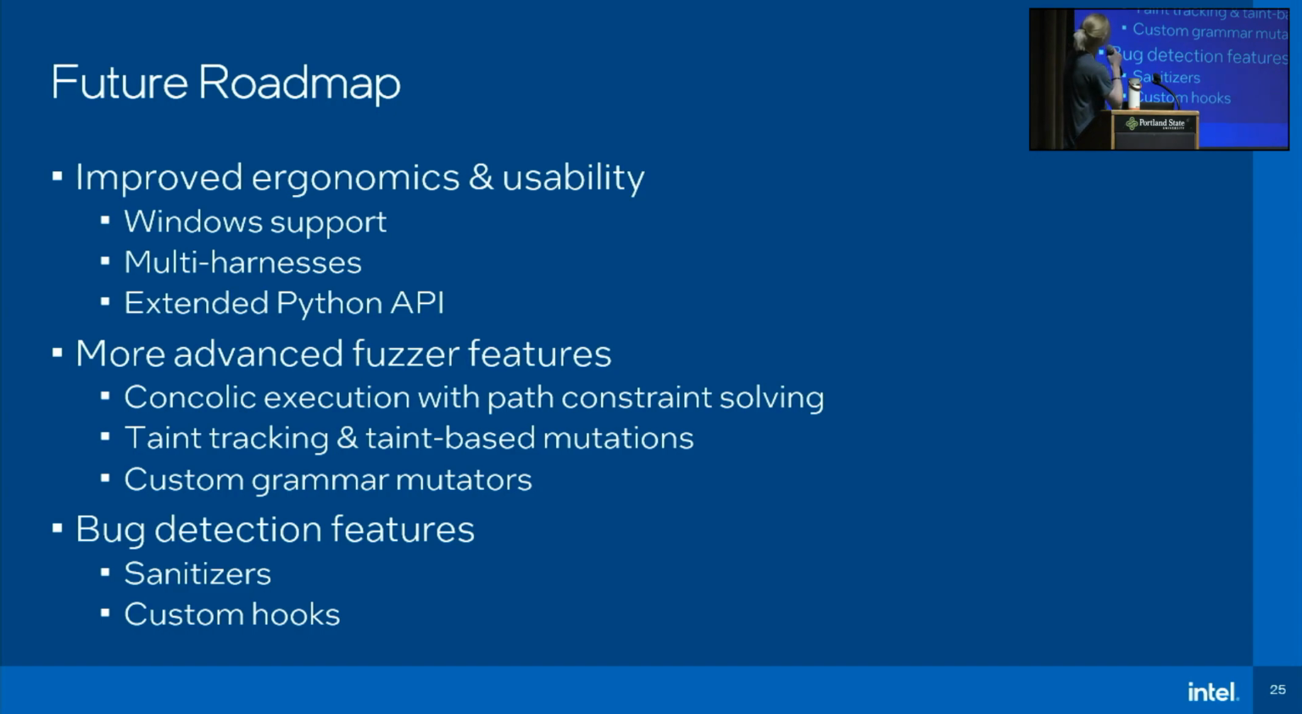And then here's our future roadmap. These are all filed as issues on our GitHub. If you have ideas, you're more than welcome to file more, and I will take a look at them, or I will ask you to implement them. But yeah, we want to do some concolic execution. We want to do taint tracking. We want sanitizers, which is the big one, but that's probably an us problem.